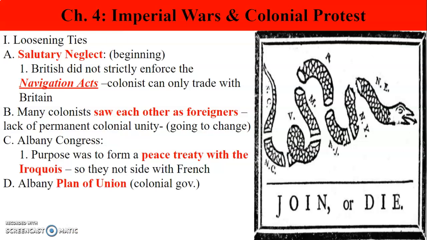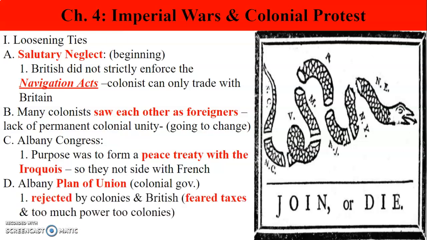We have the Albany Plan of Union, and it was the first form of colonial government. It was rejected by the colonists and the British because they feared the taxes and too much power were given to the colonies. So they created this plan of unity between the colonies, and the British were like, "You guys can't do that. You guys belong to us." They feared that if the colonies were able to tax, that would give too much power to something that we control, the British. So they rejected this Albany Plan. So we start seeing the disconnection between the colonies and the upset with the British Empire.